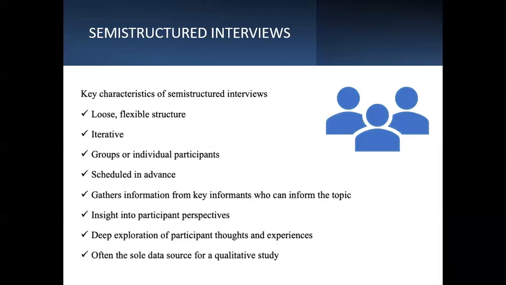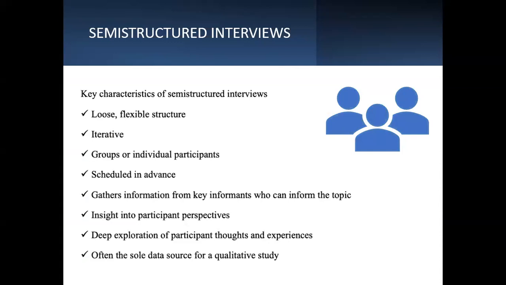Okay, semi-structured interviews. In semi-structured interviews, it falls between the two types, that is structured and unstructured. So in this interview, I have written some key characteristics of the semi-structured interview. It has a loose and flexible structure. We can have groups or individual participants as well. We schedule this kind of interview in advance.